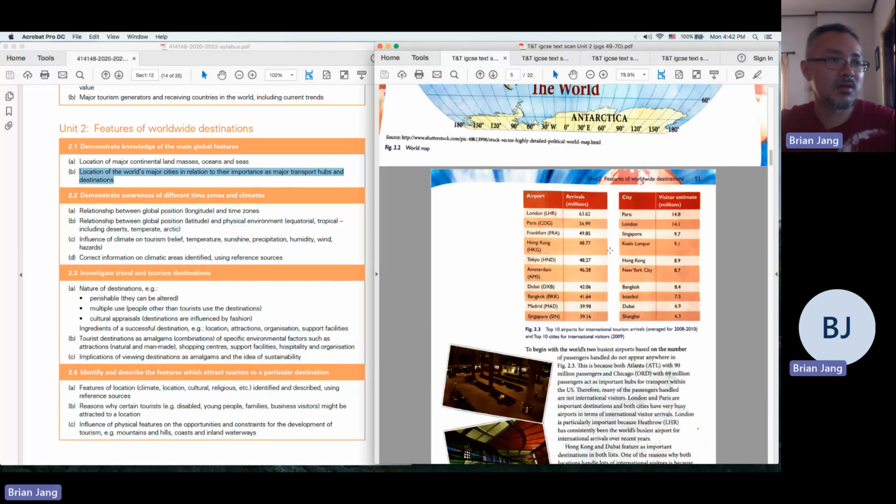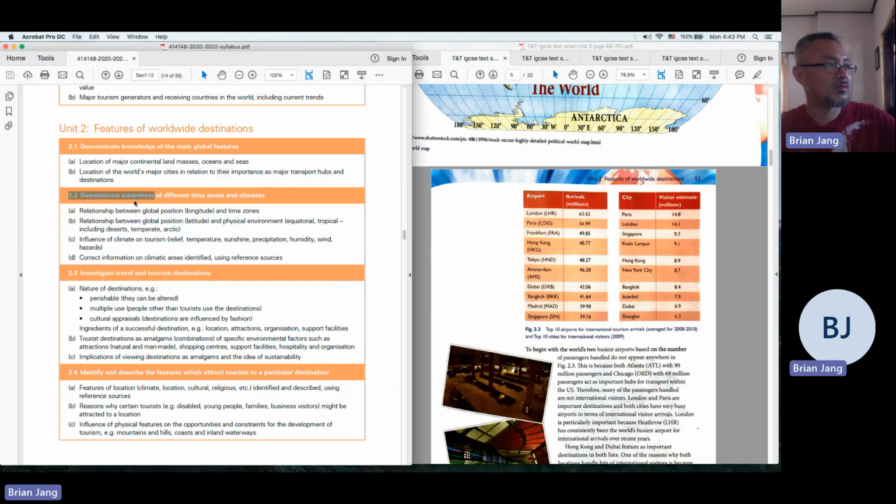So just to keep that in mind, you'll get charts in your insert, so you won't really have to identify much, but just have this in mind because they do kind of want you to know major cities of the world and major transport hubs, just as background knowledge. Okay. 2.2, demonstrate awareness of different time zones and climates.